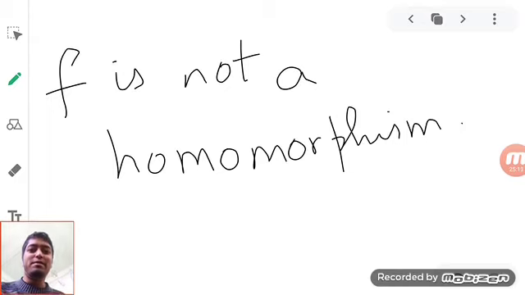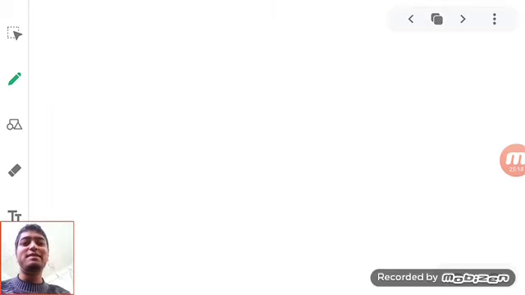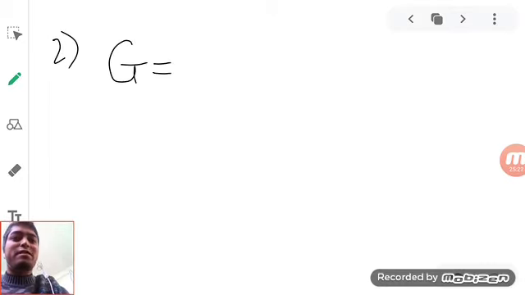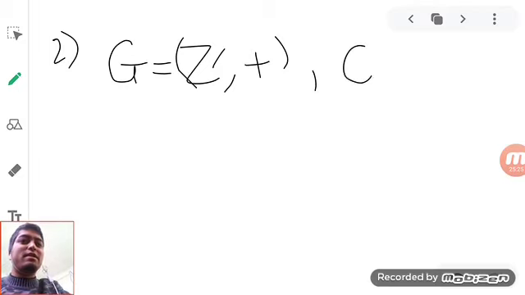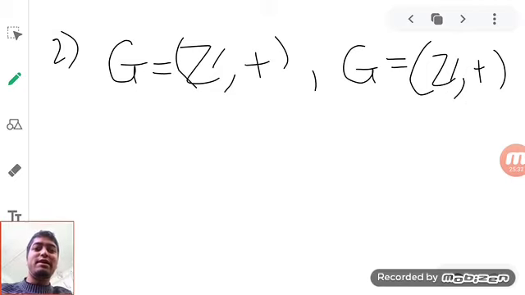Okay, so this one is an example of a function that is not a homomorphism, a function between two groups. Let us see a function that is a homomorphism. Example number 2. We will have G equal Z plus, and G again will be Z plus. I am still doing this with integers.